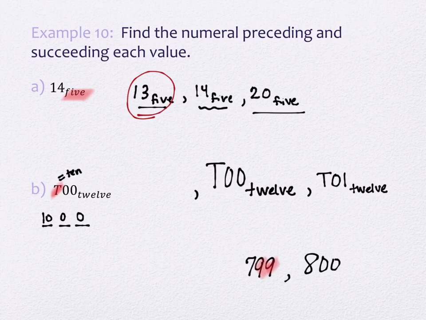So let's think what we would do if we think about it from that perspective on the problem we're given, the T00. Well, the T needs to go down 1. So T is a 10. What comes before 10? 9. So we're going to change the T to a 9. 10 turns into 9. And then I need the biggest value possible in base 12. What's the biggest value possible in base 12? 11. And 11 is written as an E.